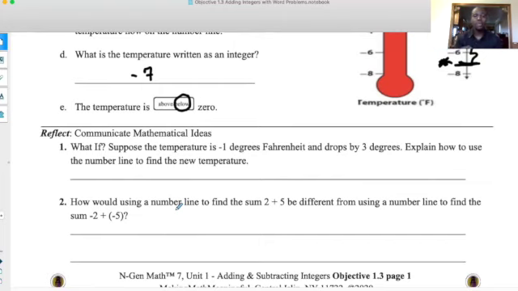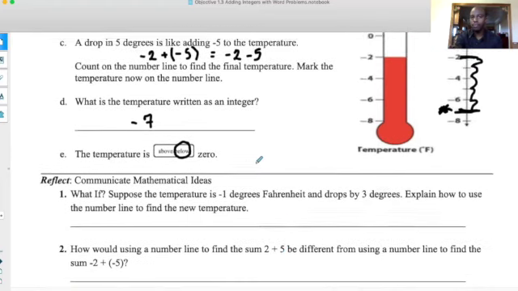Second question, how would you use a number line to find the sum 2 plus 5? And in fact, how would using a number line to find the sum of 2 plus 5 be different from using a number line to find -2 plus -5? What are the differences between 2 plus -5 and -2 plus -5 when it comes to the number line? Take a second to reflect and think about that and try to figure out what the difference is between these two when I'm looking at a number line, and how I would do that on a number line.